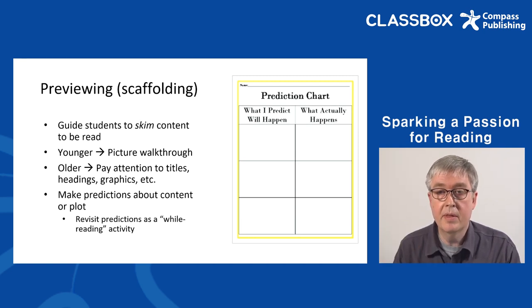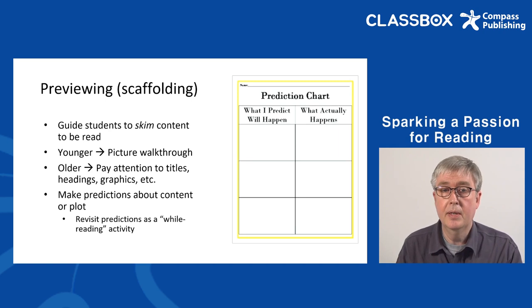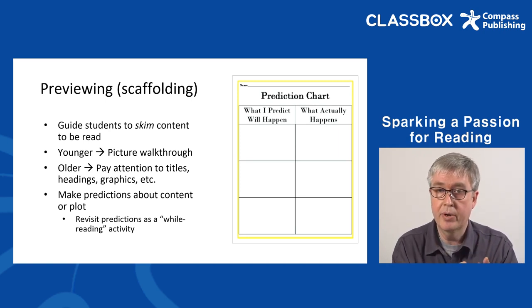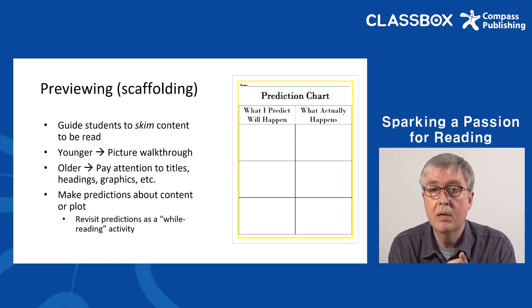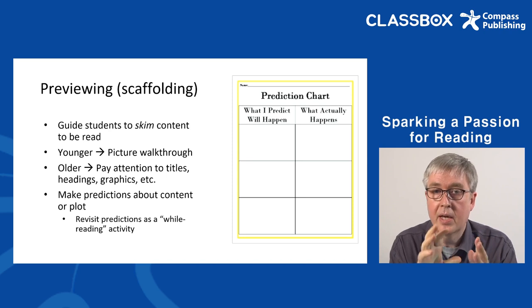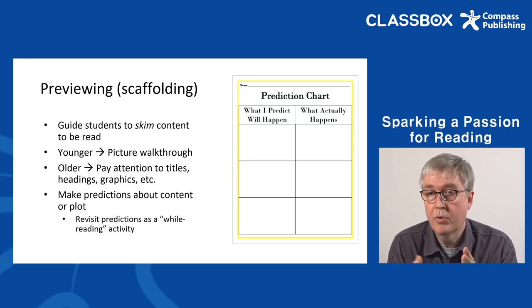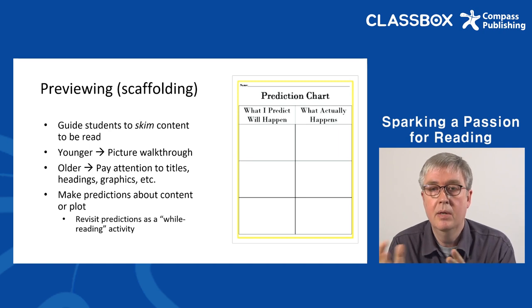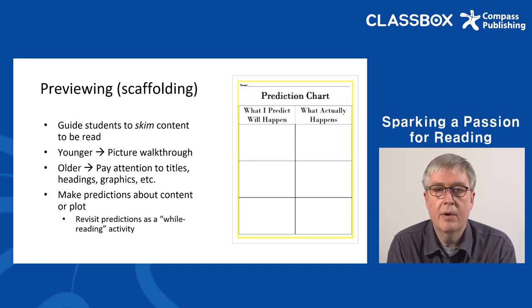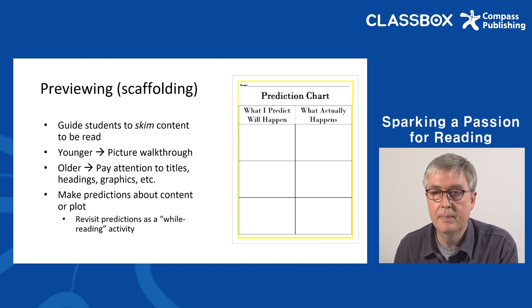This is another thing that we can go back to as a while reading activity. So they can make some predictions. If you take a look at the prediction chart that I have on the slide there, on the left-hand side, they can make some predictions about what will happen. Maybe they make two or three predictions about the story or about the content. Then they read it once or twice, and then they can say, was I right or was I not right? What actually happened in the story or what happened in the passage?